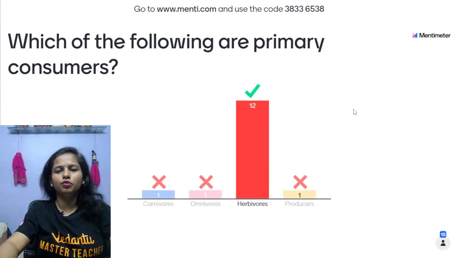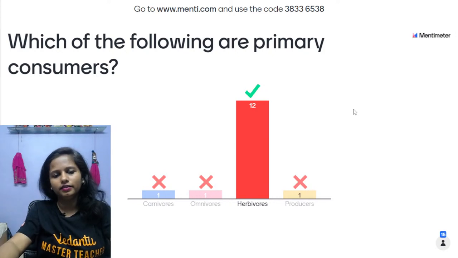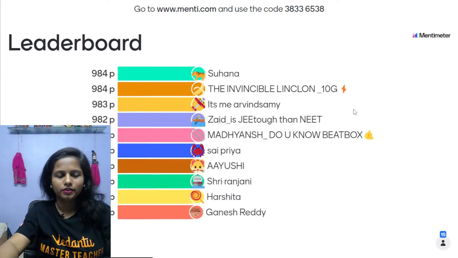So of course herbivores are the primary consumers, then small carnivores are secondary consumers, large carnivores are the tertiary consumers, hai na? And the omnivores are the apex consumers. Theek hai, chal.